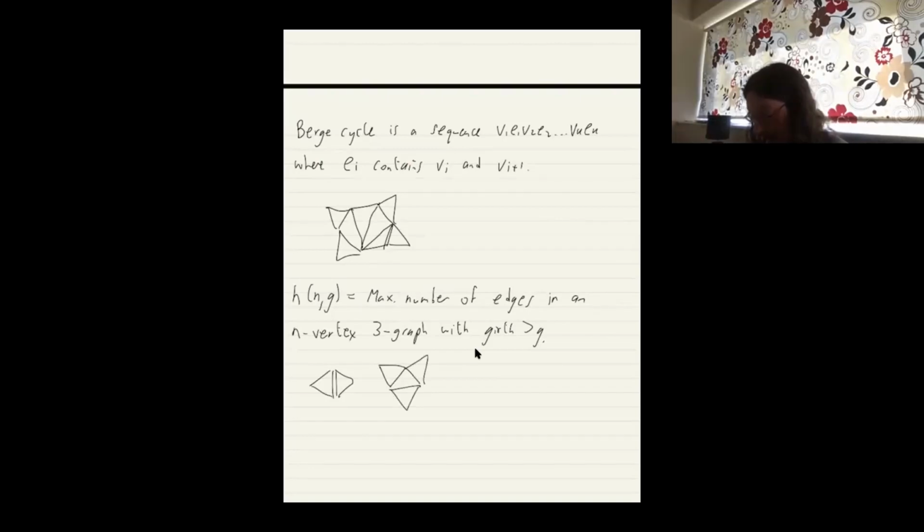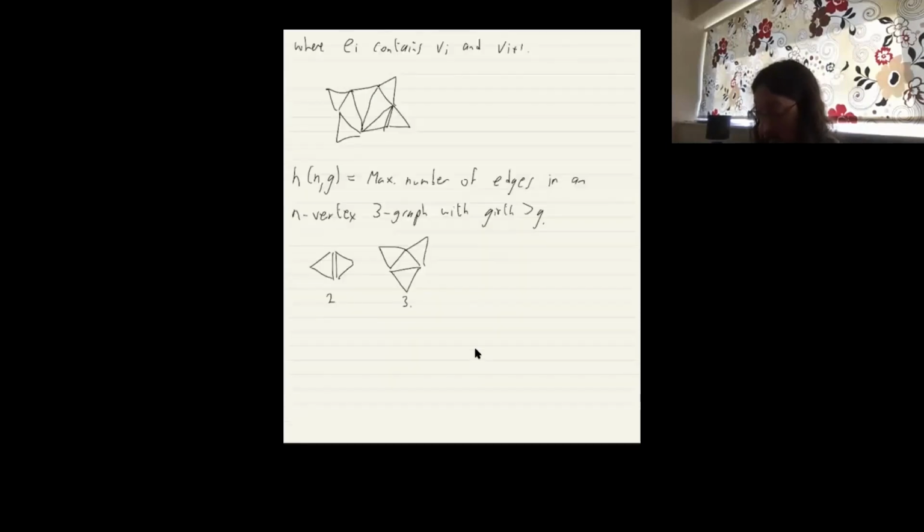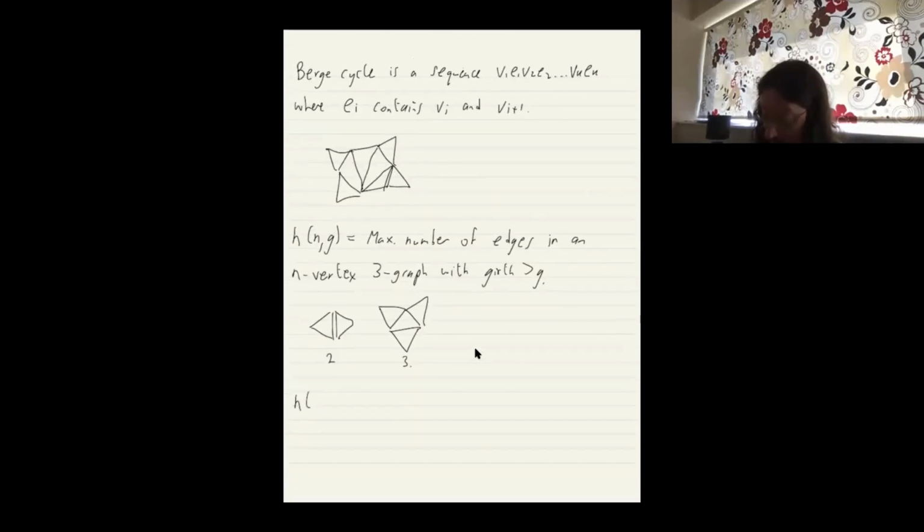So actually, just by what I've drawn here, so this is 2 and 3, we can see that actually h_n of 3 is again just F_n(6,3), which is little o of n squared. So graphs with no Berge cycles of length 2 or 3 have little o of n squared edges. And the question is, can you extend this? So what happens for higher things?